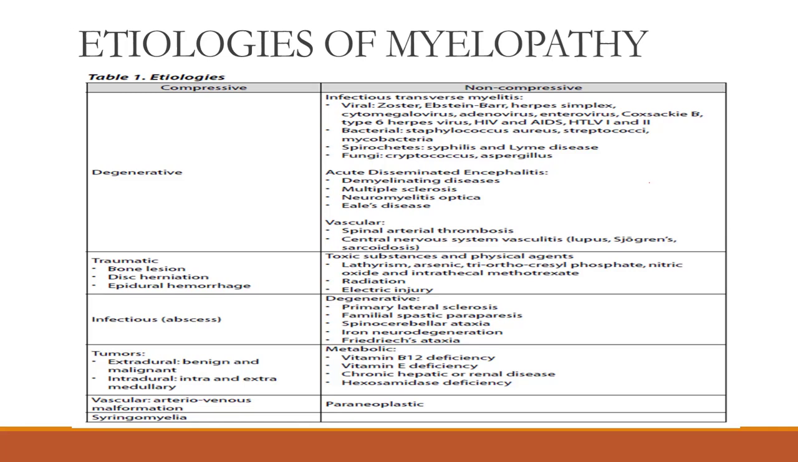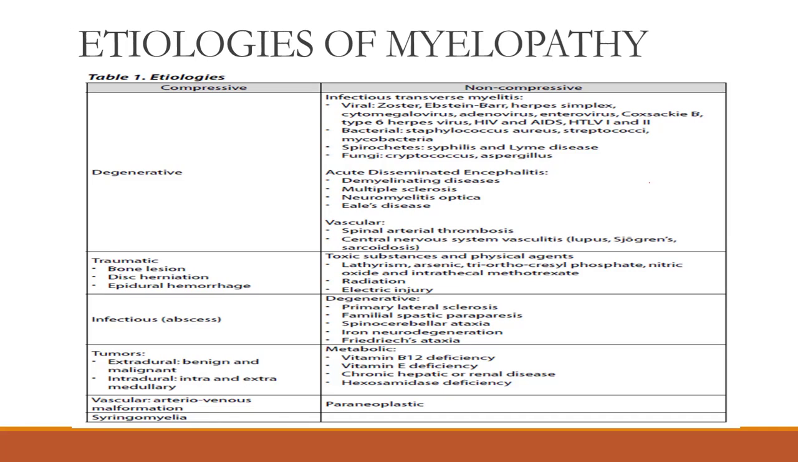Coming to vascular disorders, spinal artery thrombosis can cause either anterior or posterior. So anterior spinal artery thrombosis usually involves the anterior 2/3 of the spinal cord, causing motor weakness and related disorders. Coming to vasculitis, sometimes lupus, Sjogren's, and sarcoid can involve the spinal cord, that we will be discussing in a later section. Coming to toxic substances, there is lathyrism, there is something called konzo, there is triorthocresyl phosphate poisoning, there is nitrous oxide poisoning, radiation-induced spinal cord injuries, and electrical injuries.